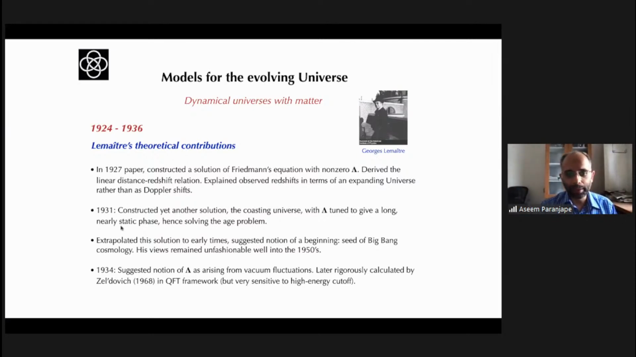What is interesting is that in 1931, he constructed yet another solution, which he called the coasting universe. Just like Einstein had used lambda to produce a finely tuned static universe, Lemaitre constructed a finely tuned lambda for a coasting universe. So there is a long static phase, and then the scale factor increases after some time. At this time, there was a long-standing problem with the age of the universe, because the age inferred from the Hubble constant was substantially smaller than the ages of stars in our Milky Way, which does not make any sense. So Lemaitre came up with a solution for this. He then extrapolated all his solutions to early times and was the first person to come up with this notion of a hot, dense phase in the beginning. And this was the seed of Big Bang cosmology.